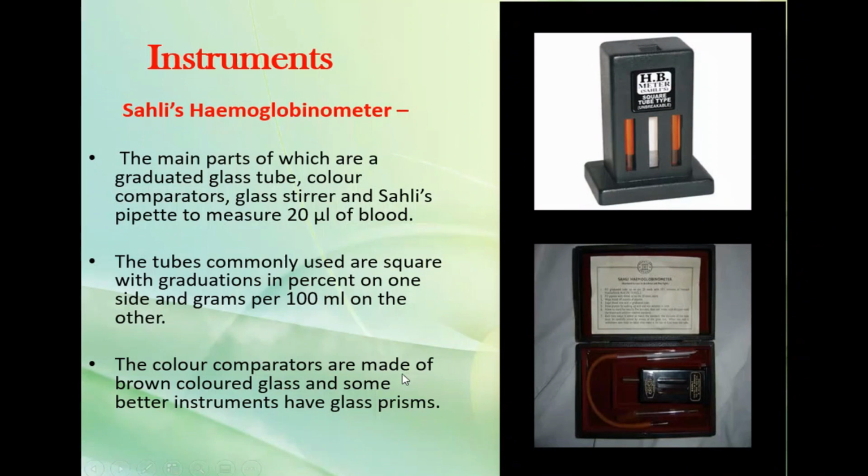Then the color comparators are made of brown colored glass, and better instruments have glass prisms. The glass prism will give you the standard color instead of glass comparators. Whatever instruments we have in our laboratory have only comparators, not glass prisms. So we will compare with them and see what amount of hemoglobin is present in the sample.